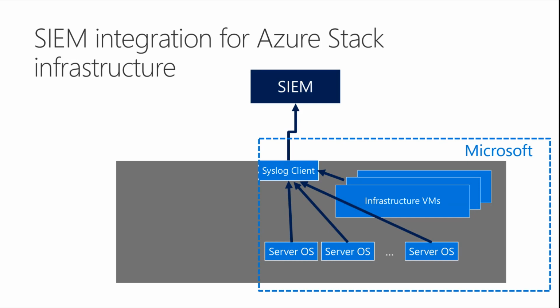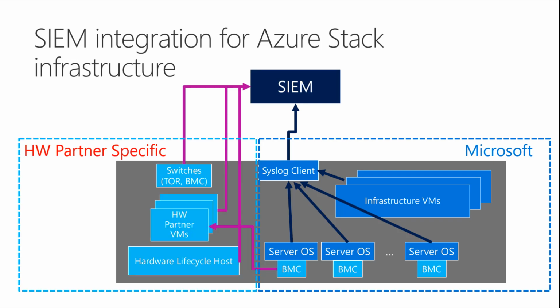So on the Microsoft side, inside of Azure Stack, we have a syslog client that can communicate with the syslog server, and it can pull in information from the infrastructure VMs, the server OSs. And then from the hardware side of the equation inside of Azure Stack, there are hardware specific bits of information that could be fed through the SIEM system from the switches, the TORs, the BMC, the hardware partner VMs, and the hardware lifecycle hosts, or HLH.